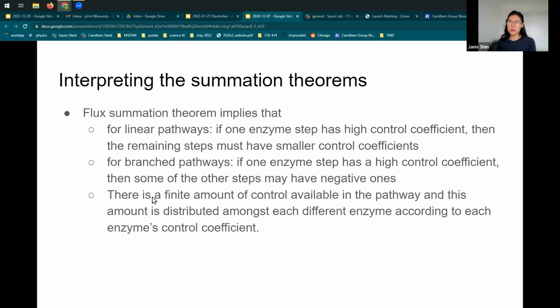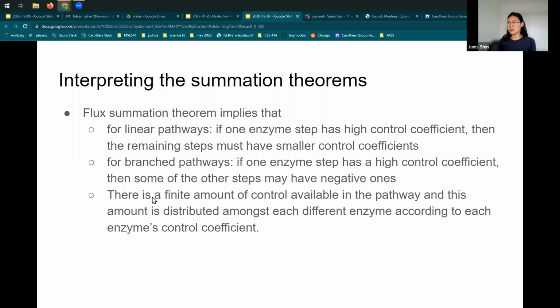So when we interpret these summation theorems, they imply that for linear pathways, if one enzyme step has a high control coefficient, then the rest of the steps must have smaller control coefficients, just because they have to add up to 1. And for branched pathways, if one enzyme step has a high control coefficient, then the other steps will be small, or they could be negative.